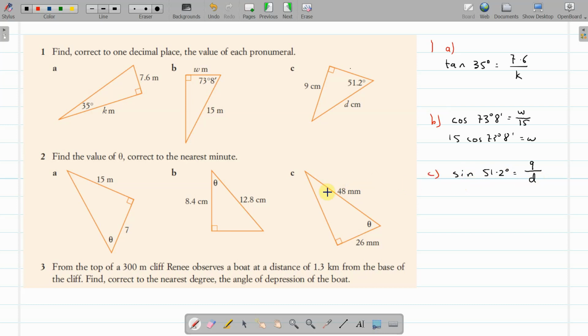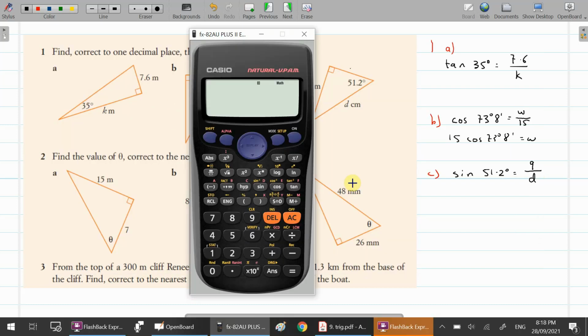Now, just to show you on a calculator, a couple of things. Firstly, how to do 73 degrees 8 minutes. 73 degrees, so press the degree button, and then you type 8 for the 8 minutes and press the degree button again. That's 73 degrees 8 minutes, no seconds. And you can also then do 51.2 degrees. That's easy. Shouldn't need to show you how to do that.